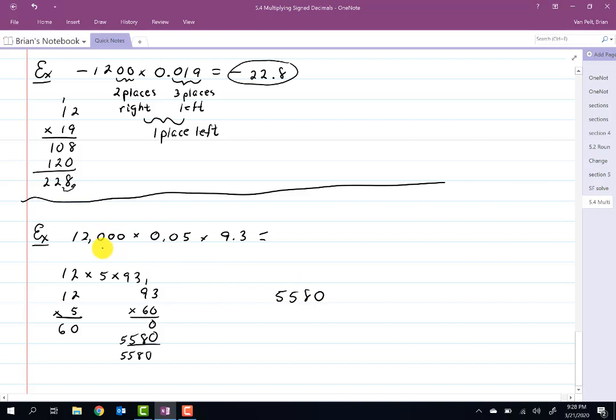So right here, 3 places to the right, and then here and here, these two together make 3 places to the left. Well, once again, 3 places right followed by 3 places to the left. They cancel out, and we just get 5,580.